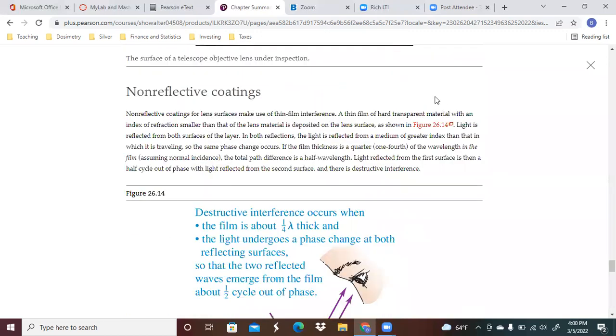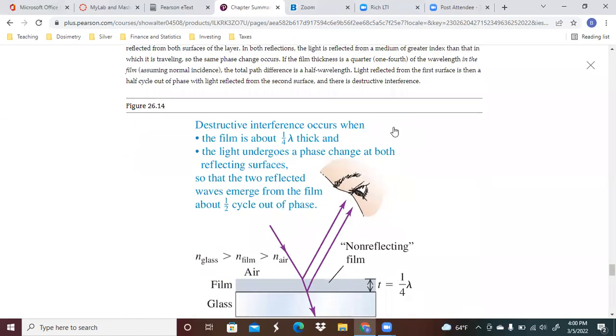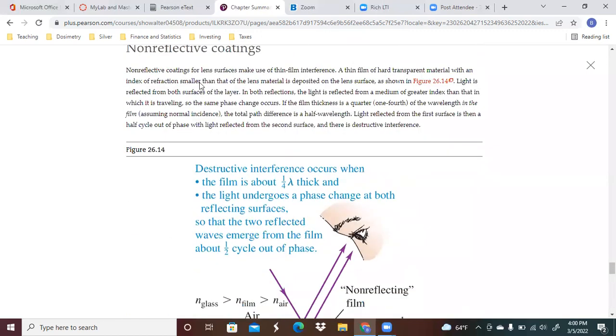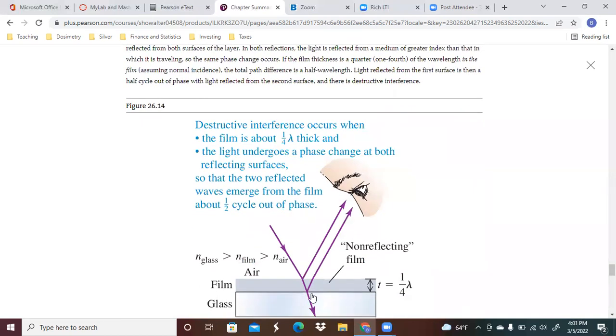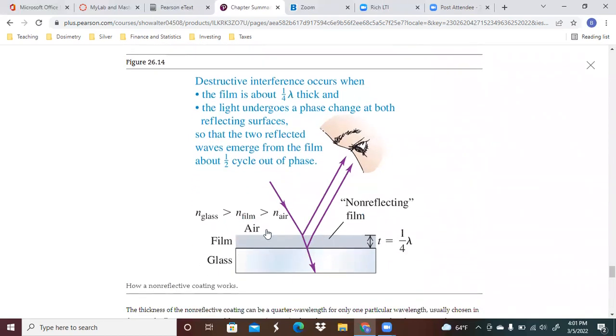So there's some neat things out of this particular section. Again, you can see non-reflective coatings for lens surfaces make use of thin film interference, a thin film of hard transparent material with an index of refraction smaller than that of the lens material. In other words, you've got the index of refraction out here, which is less than what you see in the film, which is less than what you see in the glass. This is considered to be non-reflecting film.